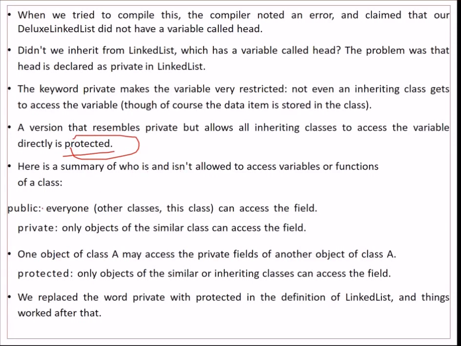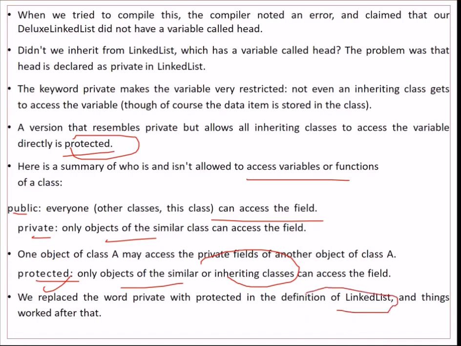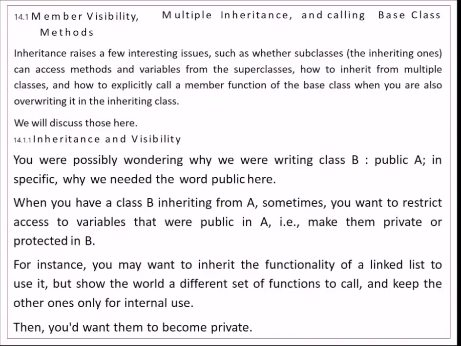Let us summarize. If you make it public, which variables are given public in your base class, everyone can access. Private, no one can access, only the object of that class can access. But in protected, the object of a similar or the inheriting class can access the field. So this is the beauty of protected. Right? So what are we going to do? In our linked list or your base class, you will just replace that private head with protected head, and everything will be fine after that.